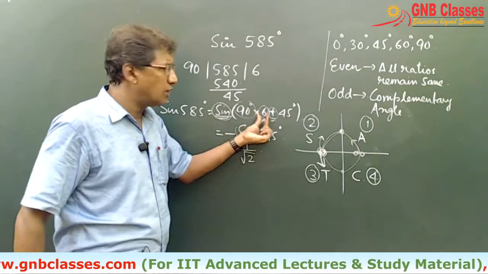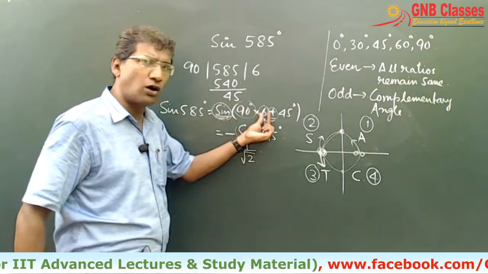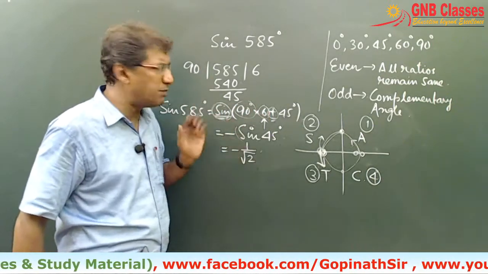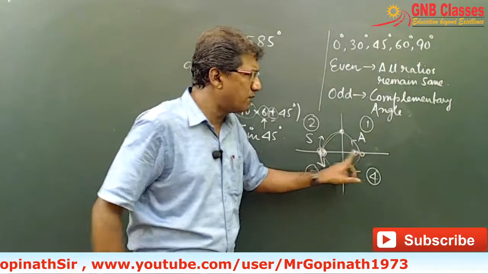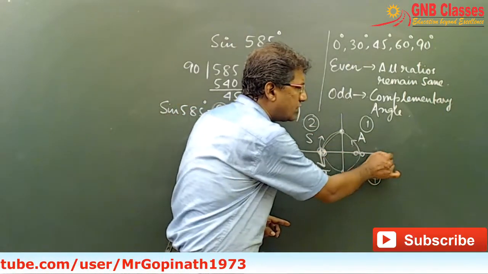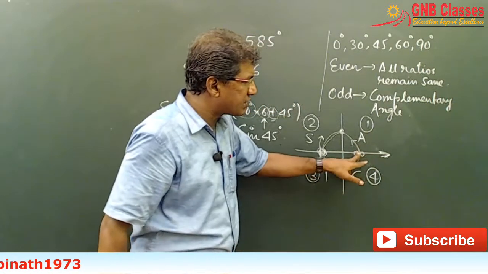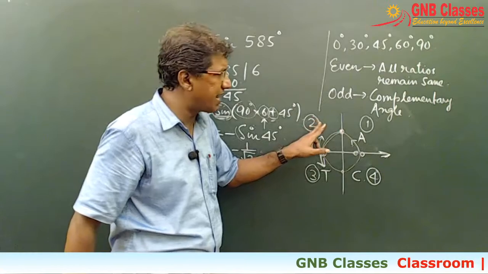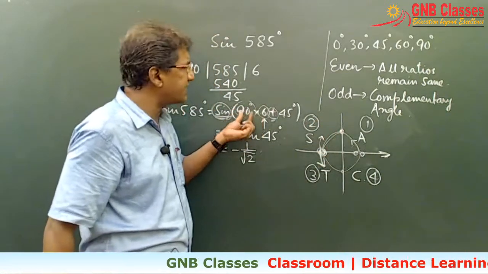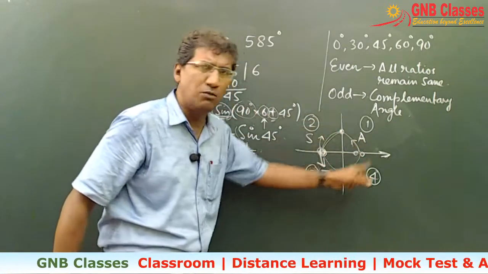If it is even, don't change the ratio. If it is odd, change the ratio to its complementary ratio. And then you come to the quadrant. You start from this line. This is actually the positive direction of the x-axis. So you start from here and rotate in the anti-clockwise direction. In this case, it is 90 into 6. So 6 times you will move.